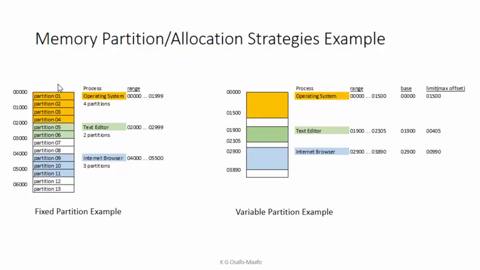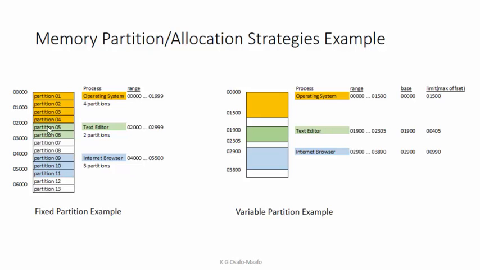On my left I have fixed pieces, so I have all of my memory, and in this case I'm breaking it into pieces from 0 to 500, 500 to 1,000, 1,000 to 1,005, 1,005 to 2,000.